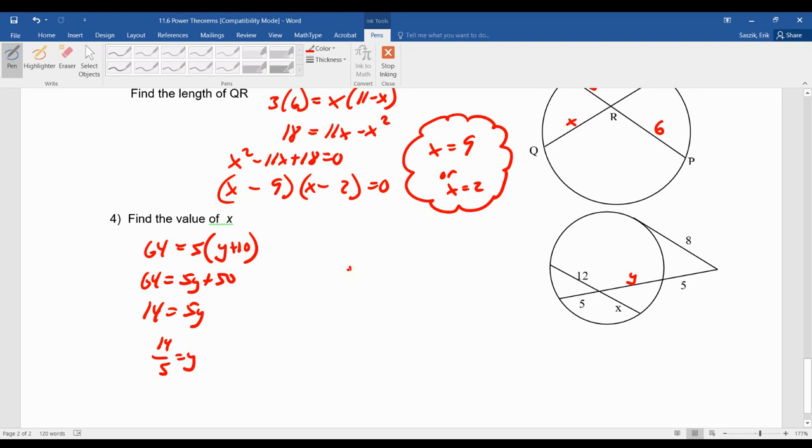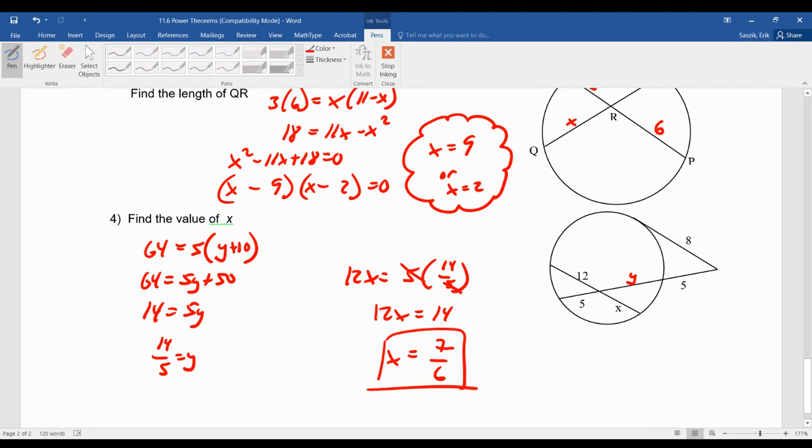Now we can finish up with chord chord. 12x equals 5 times 14/5, and that was convenient. The 5's cancel. So x equals 14/12 or 7/6.